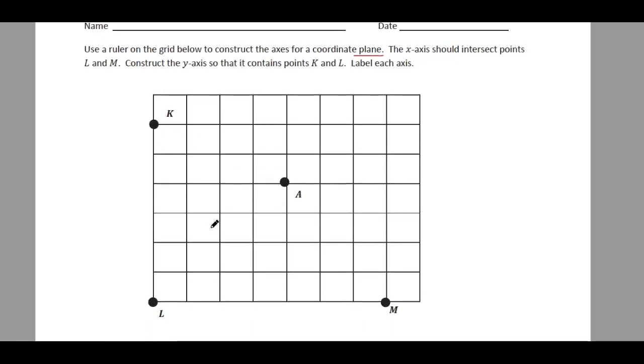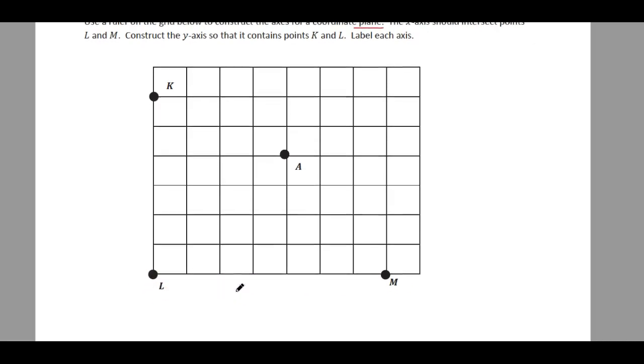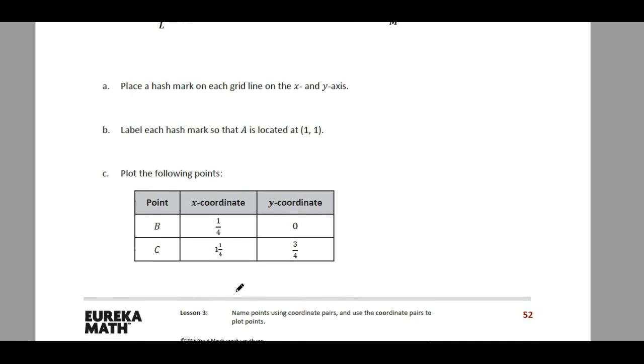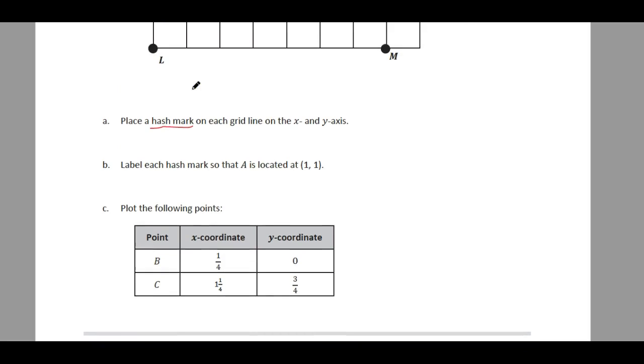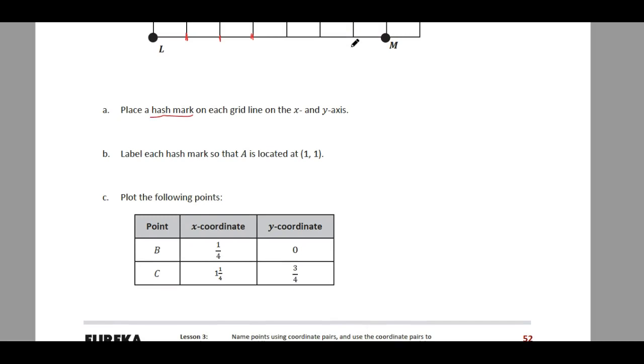And it looks pretty clear already, doesn't it? You're just going to make this darker. Label each axis. Next thing you're going to do is place a hatch mark on each grid line on the X and Y. So a hatch mark. That's going to look something like this, right? So here's a hatch mark. And you would just keep going across on your X and then do the same thing on your Y.